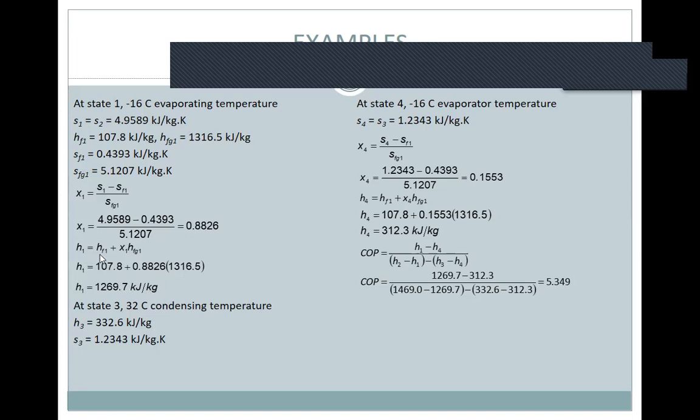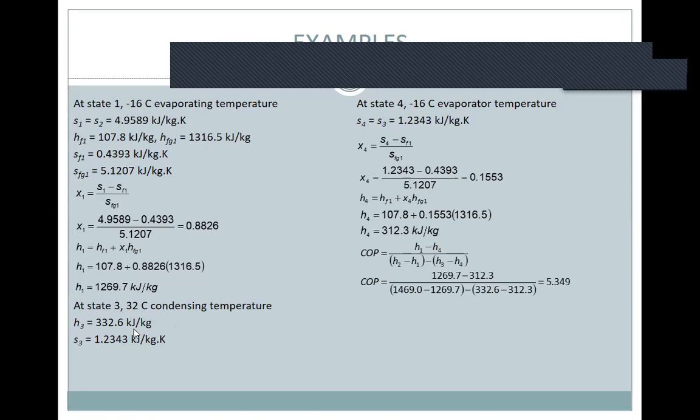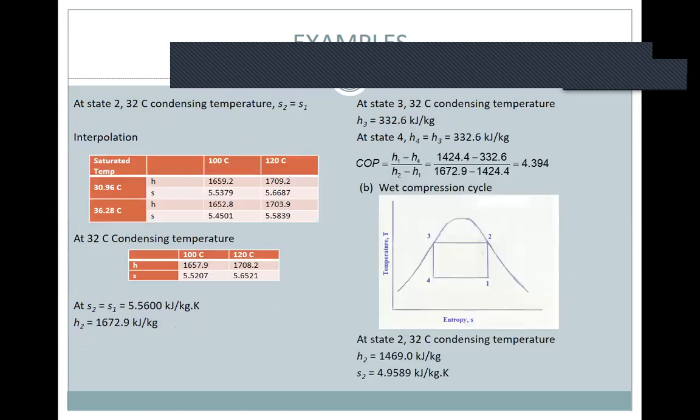So, H1 is equal to HF1 plus X1 at H of FG1. So, H1 is equal to 107.8 plus 0.8826 times 1316.5. Is H1 is equal to 1269.7 kilojoule per kilogram. So, at state 3, 32C condensing temperature. Ano yung 3? Ito. Saturated din. Liquid. So, H3 is equal to 332.6 and S3 is 1.2343. Bakit kinuha dito? Hindi ko kinuha yung entropy kasi equal lang naman yung enthalpy niya, di ba? So, dito, isentropic to. Yan.